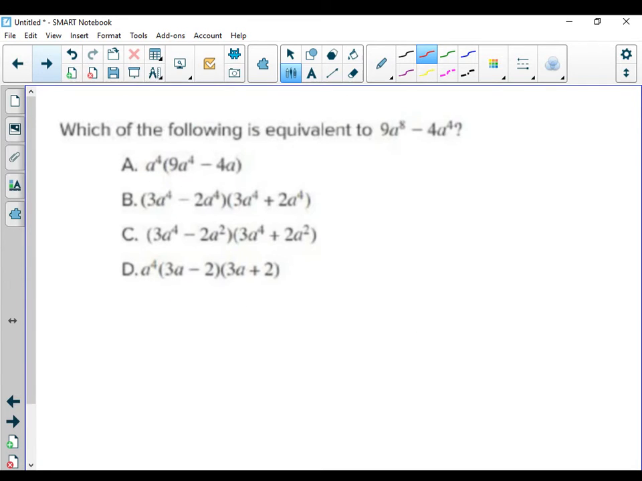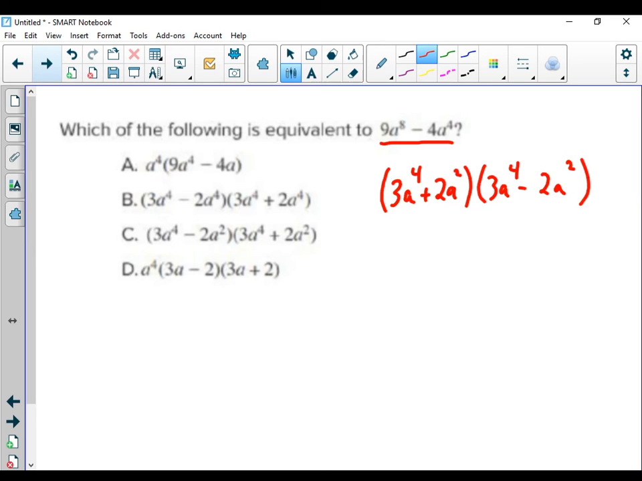And then the other warm-up problem we had was this one. This one I was hoping you would recognize the fact that the 9a to the 8th minus 4a to the 4th is actually a difference of squares. Because 9 is a perfect square, a to the 8th is a perfect square. Same thing for 4 and a to the 4th. So we can break this into our factors by thinking about, all right, 9a to the 8th is really 3a to the 4th times itself. Plus or minus, because it's the difference of squares, 2a squared and 2a squared.